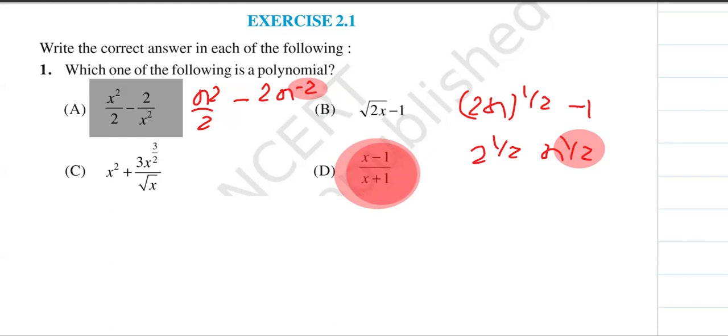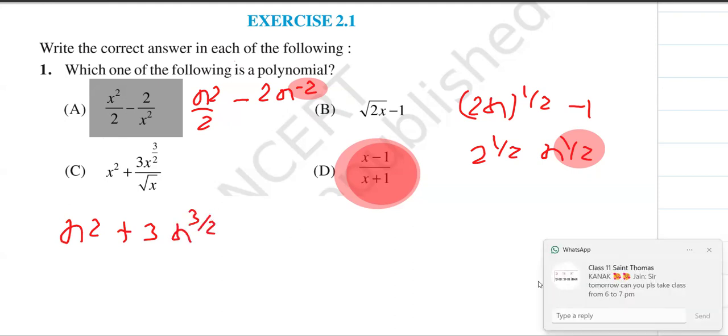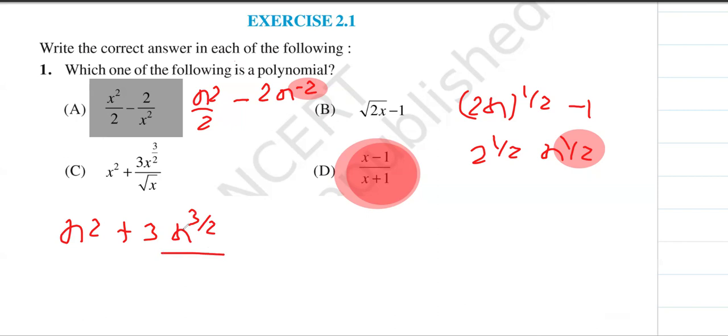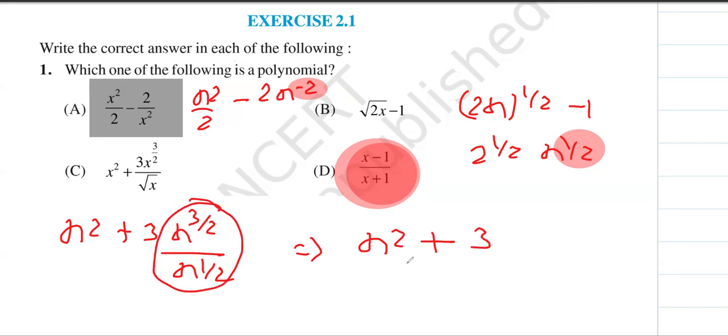Coming to the next, that is the last part. You can see here that this is x squared plus 3 raised to the power 3 into x raised to the power 3 by 2, divided by root x, which is x raised to the power half, right? Root x is the same as x raised to the power half. Now, this is x squared. If I write this applying the laws of exponent over here, right?